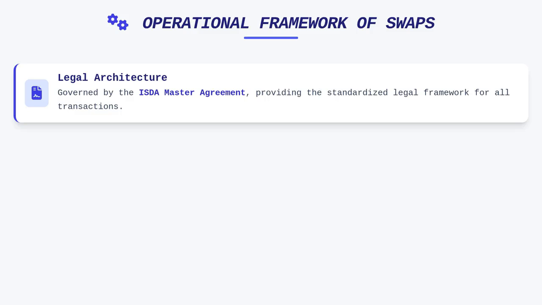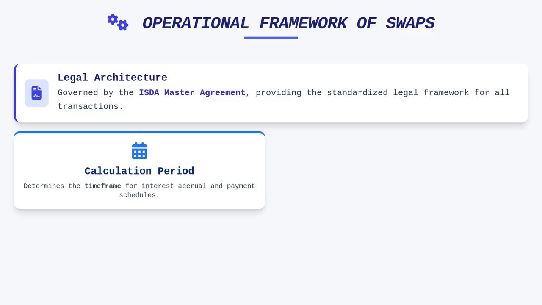The operational framework of a swap is governed by standardized documentation, most notably the ISDA Master Agreement, which provides the legal architecture for these transactions. Within this agreement, parties define the calculation period, which determines the time frame for which interest is accrued and paid.